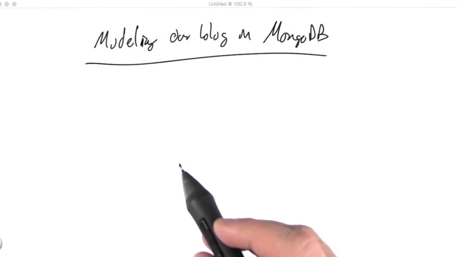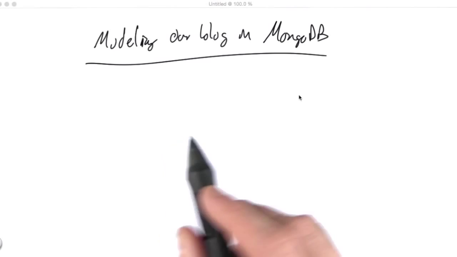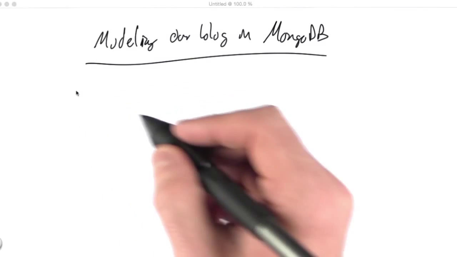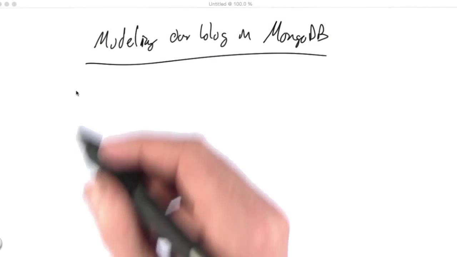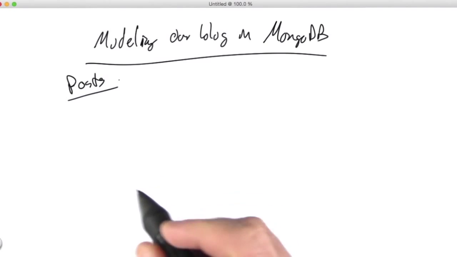So we saw how we modeled our blog in a relational system. So let's talk about how we would model this in MongoDB. Hopefully you'll find that it's much simpler. First, we still need collections. So we still need places to put things. So we would first probably have our posts collection here.